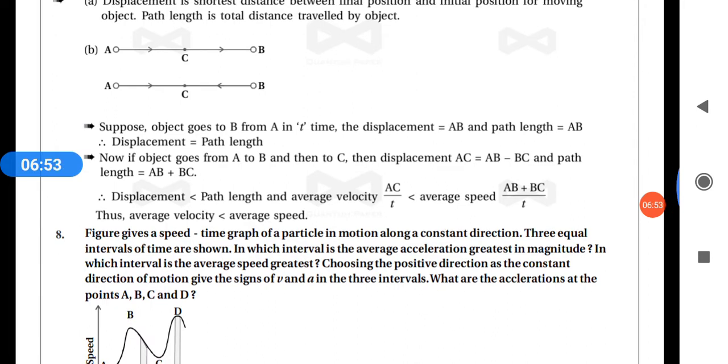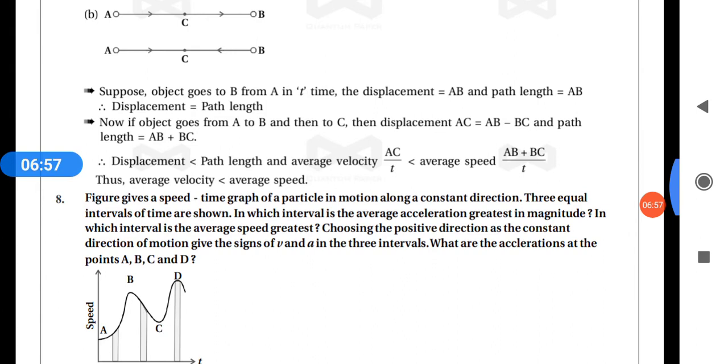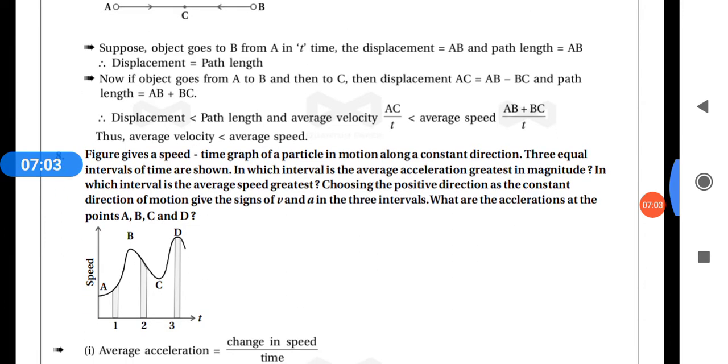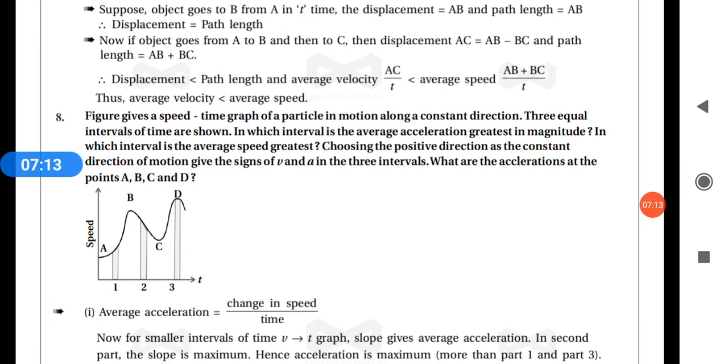Now if the object goes from A to B and then to C, the displacement is AC, which is equal to AB minus BC, and the path length is AB plus BC. So displacement is less than path length, and the average velocity is AC upon T, and the average speed is AB plus BC upon T. Thus the average velocity is less than the average speed.